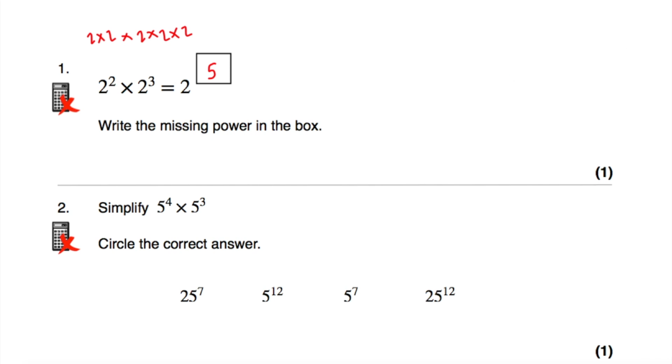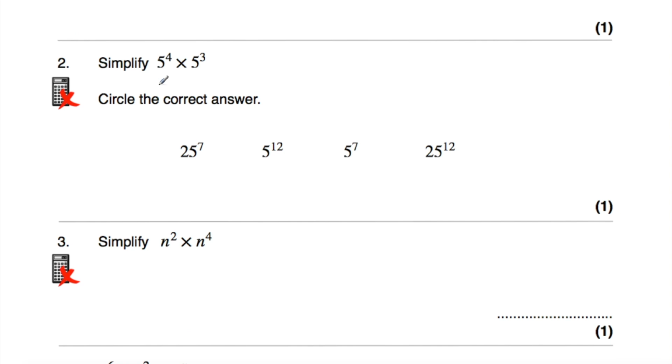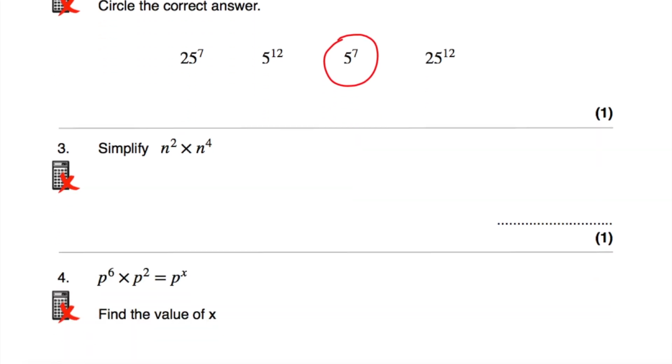Okay, next, question number 2. So question number 2 says to simplify 5 to the power 4 multiplied by 5 to the power 3. So we've got the same bases, 5 and 5, so that means we can just add the powers. And 4 plus 3 is equal to 7, so it's going to be 5 to the power of 7. So that's our answer there. You could check it, you could write out 5 times 5 times 5 times 5, and then 5 times 5 times 5, and then times them together, and that'd be 5 to the power of 7.